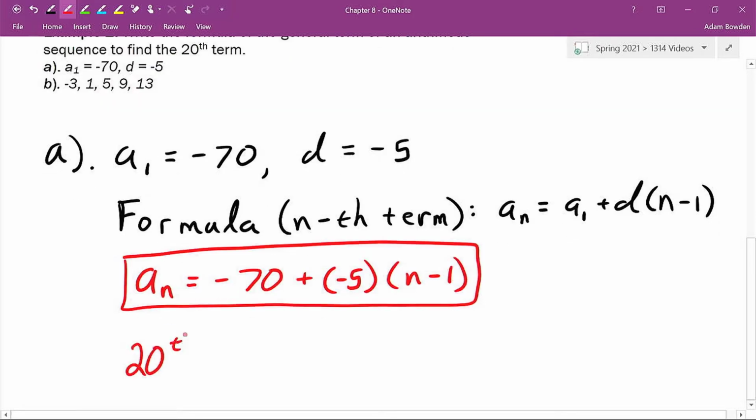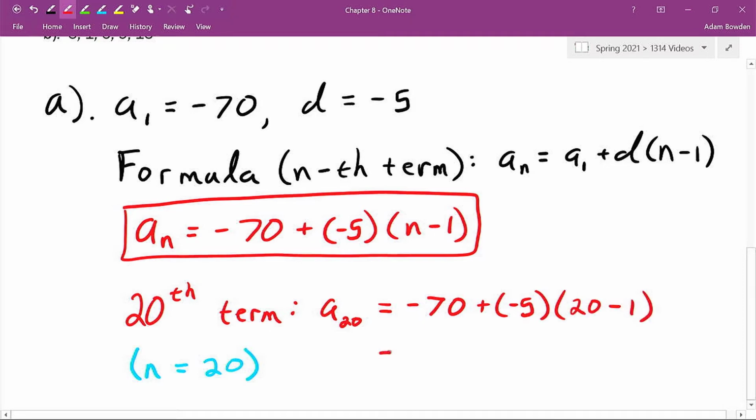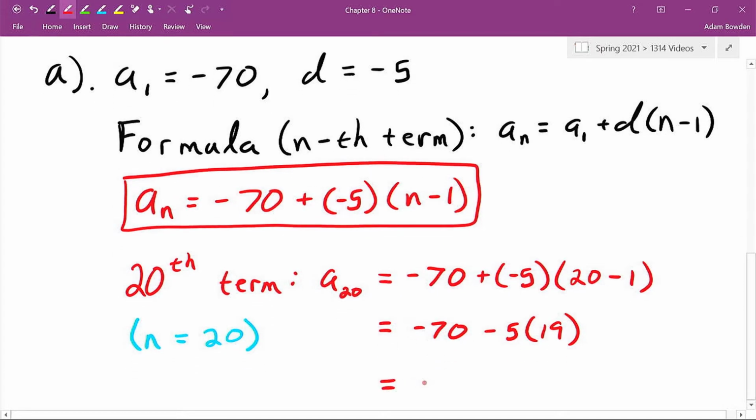Then the 20th term would be a20. So for a20, we're dealing with the number for n equal to 20. And we can use the formula to plug that in and calculate for the 20th term. It would equal negative 70 plus negative 5 times 20 minus 1. So that would equal negative 70 minus 5 times 19. And when that calculation is done, it comes out to negative 165.